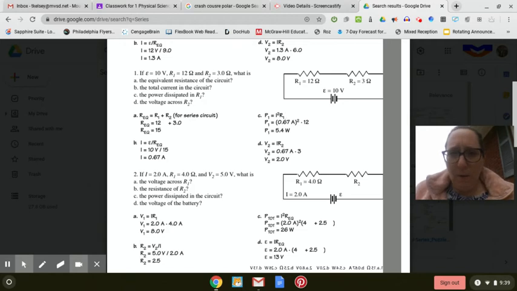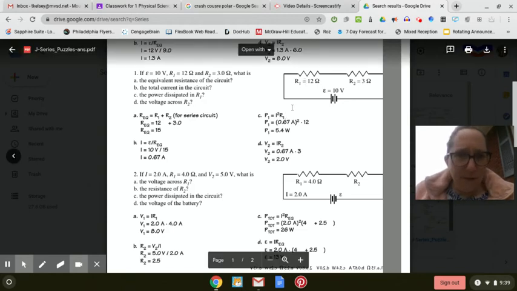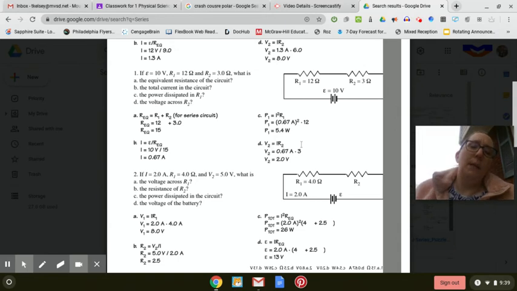They want the power across resistor 1. Same situation here. And then they want potential across resistor 2. Again, if you want to find the potential across resistor 1, we just take the total and subtract.